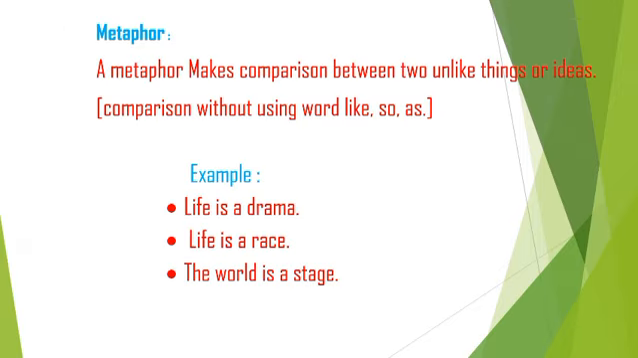Now we see which figures of speech are used in this poem, The Golden Chain. The first figure of speech used in the poem Golden Chain is metaphor. You can see the definition of the metaphor on the screen and examples also.